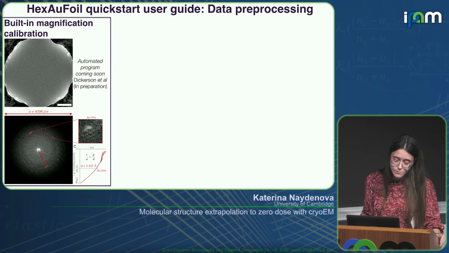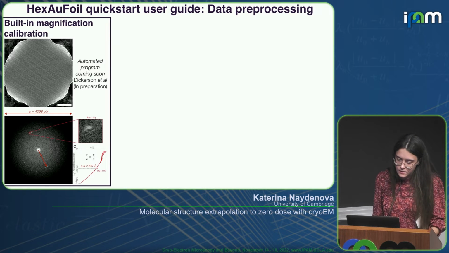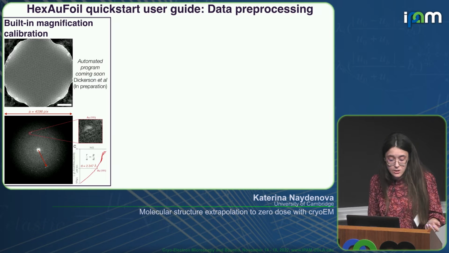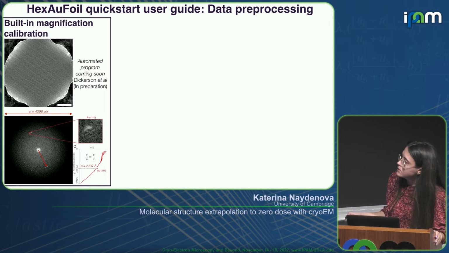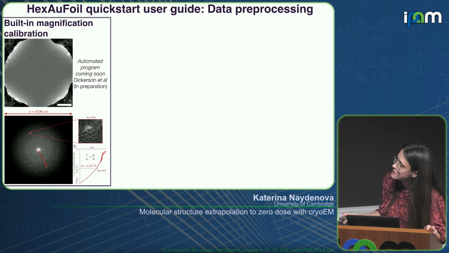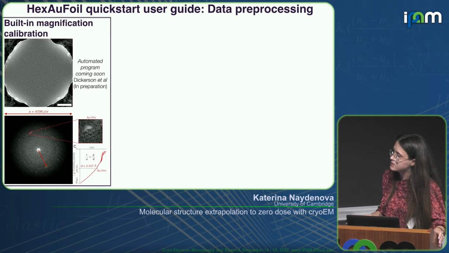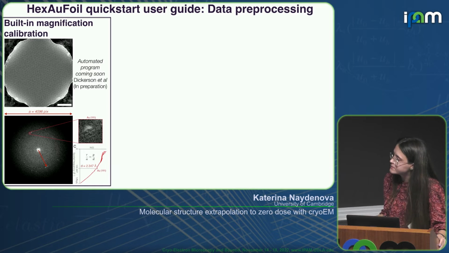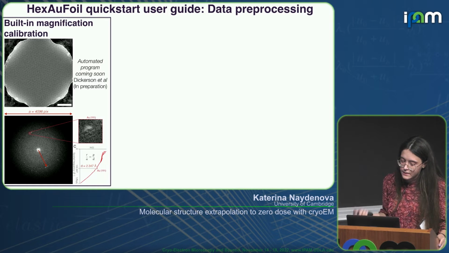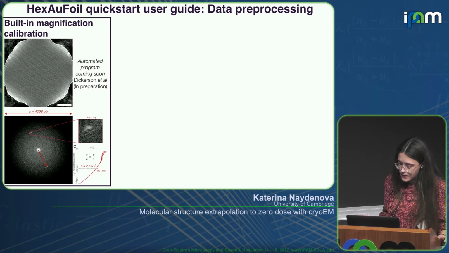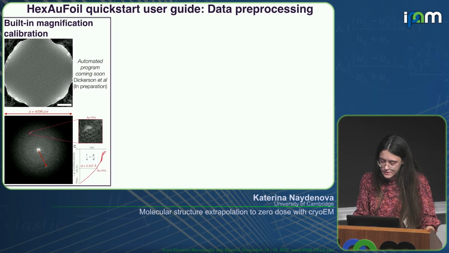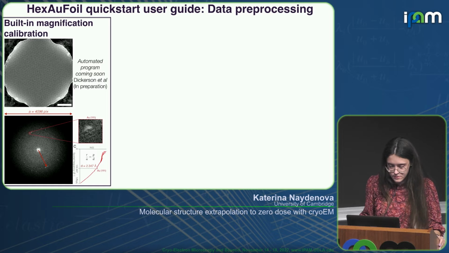After you've collected your movement-free data with the Hexafoil grid, there are some changes to how you would have to process it. First of all, virtually all of your images will have a little bit of gold in the corner. That's actually nice, because you can use the diffraction of the gold to very accurately calibrate your pixel size directly from the data. And we're hoping to release a program that does it automatically soon, and in the future it's probably going to be just incorporated into your standard processing pipelines.